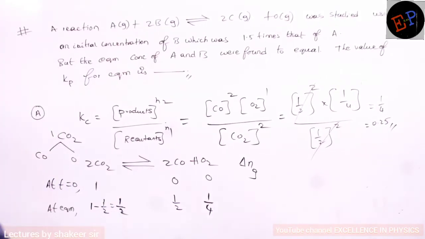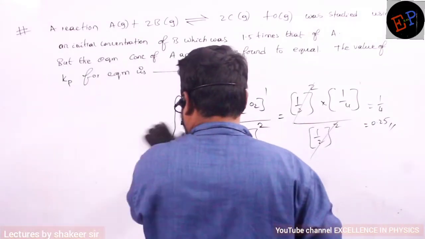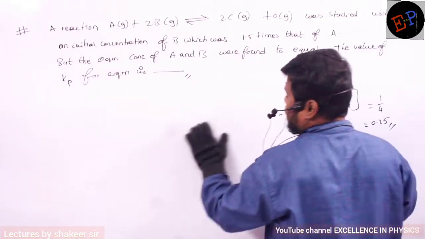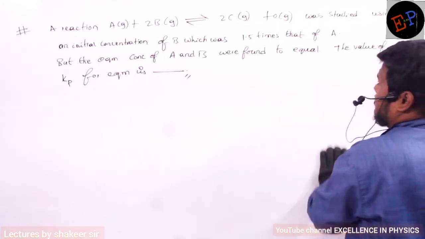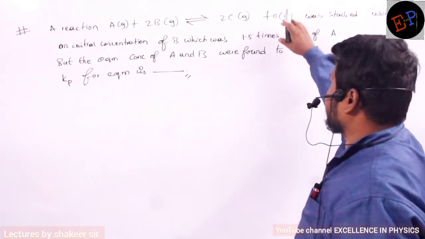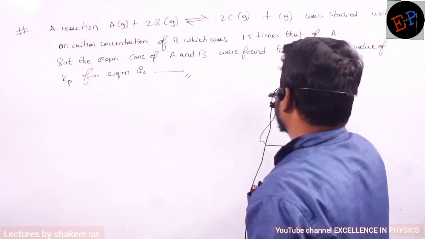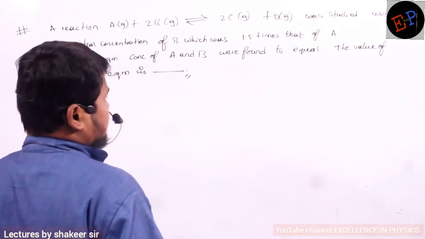Okay. So let us see this question. A reaction is given: A plus 2B converts into 2C plus D. I think it is not O, it is D. 2C plus D. General reaction he gave. And all of them are in gaseous form.